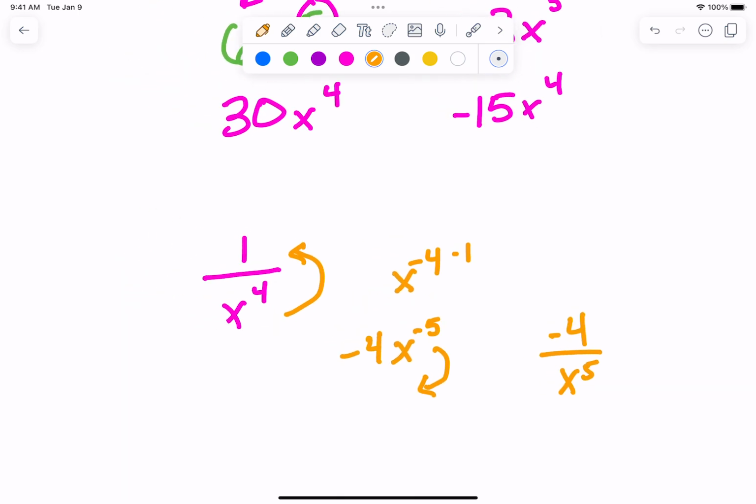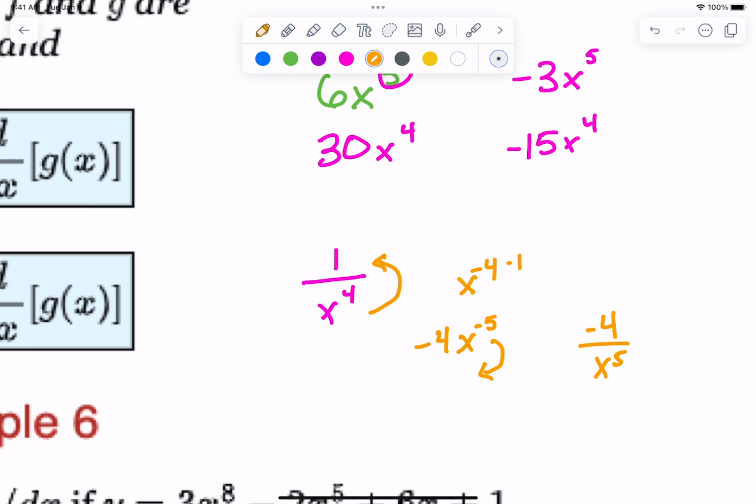Question: do you have to move it back down? If you're going to take a second derivative, just leave it there. Don't move it back down, because you'll have to move it back up again. They will tell you if they want the second derivative. Otherwise you're just taking the first derivative.